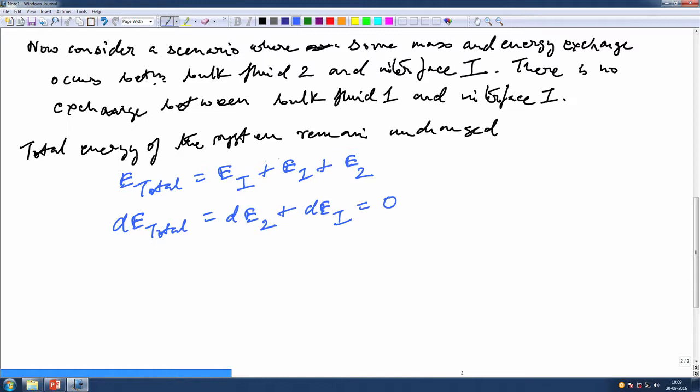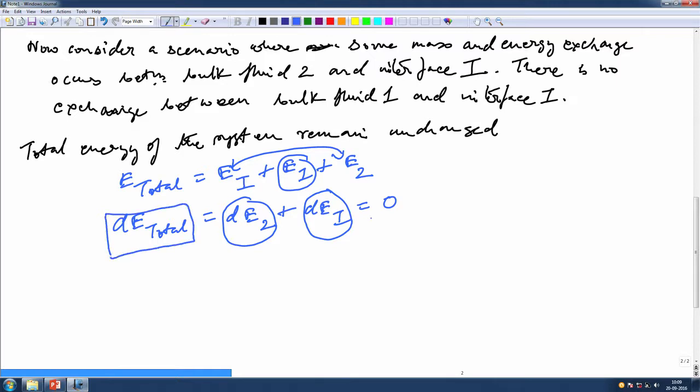So, the concept here is very simple. There is an energy exchange that is occurring between this and this essentially, while this is basically kept constant. So, there is a reduction or increase, whatever it may be, of energy of E2. There is an equivalent increase or decrease of energy of the opposite sign of EI, but the total energy of the system is constant. So, therefore, the sum total of these two energies has to be equal to 0, right. Individually, of course, dE1 is equal to 0, because we are not having any exchange between the bulk fluid 1 and the interface I. So, hope this part is actually clear.